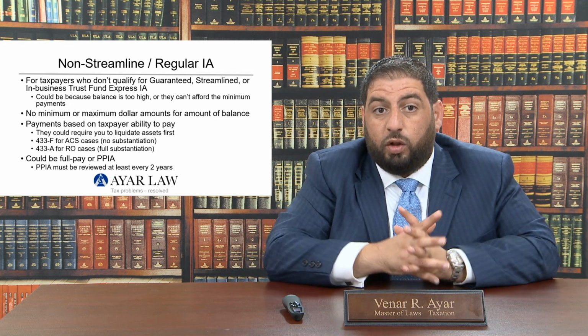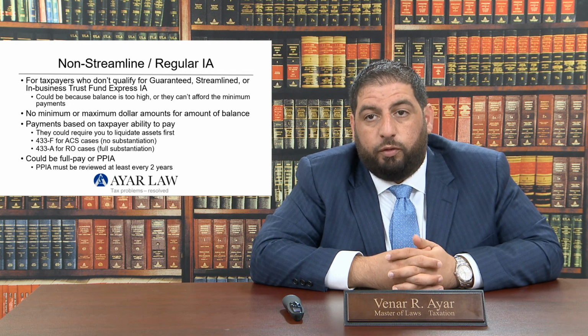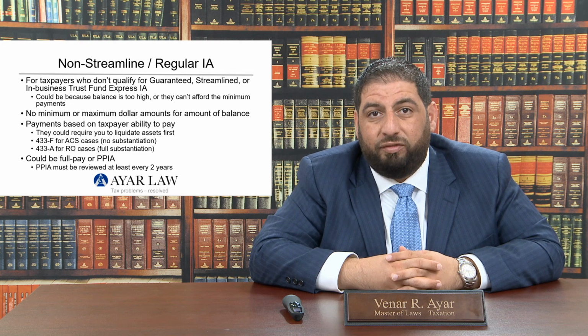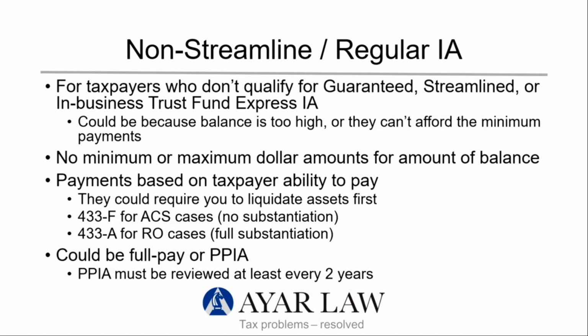You have to fill out a collection information statement, or a 433 form. If you're an individual and you're dealing with automated collections, you're going to use a 433F form, which is a short form financial statement. If you're dealing with a revenue officer, you're going to use a 433A form, which is a long form. With a 433F, you don't have to prove anything. You don't have to send any paperwork. With a 433A, everything has to be fully substantiated.